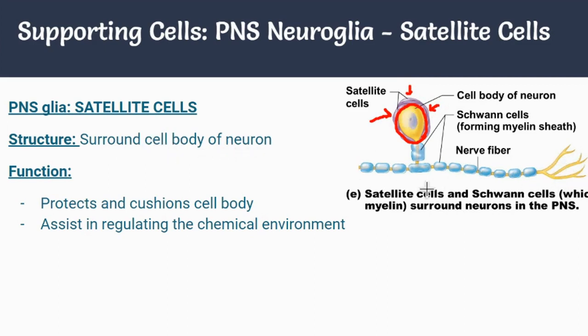Remember, this is the axon and these are the dendrites. Their function, honestly, neurologists are still trying to figure out what these cells do. But they think they protect and cushion the cell body. They also think that by surrounding the cell body like that, it may prevent unwanted substances from entering the cell body, or soma, of the neuron, kind of like the astrocytes with the blood-brain barrier. All right, so that's the satellite cells.